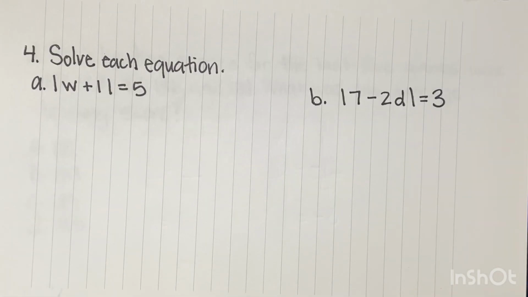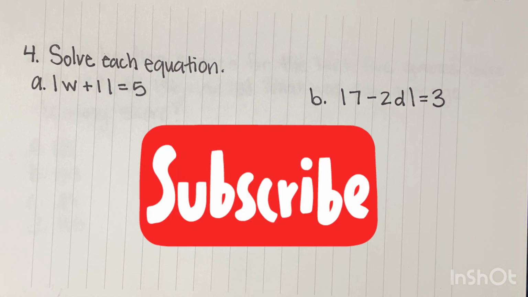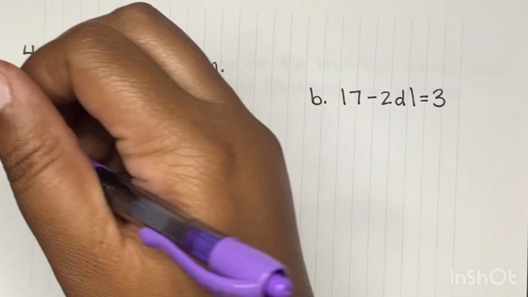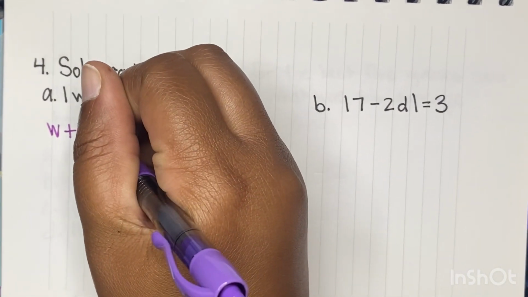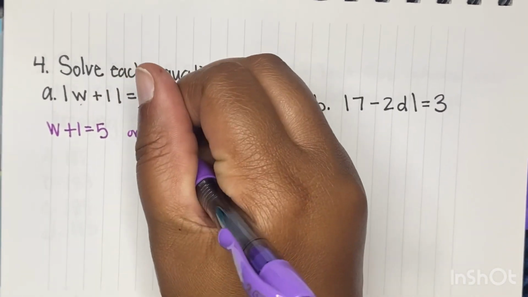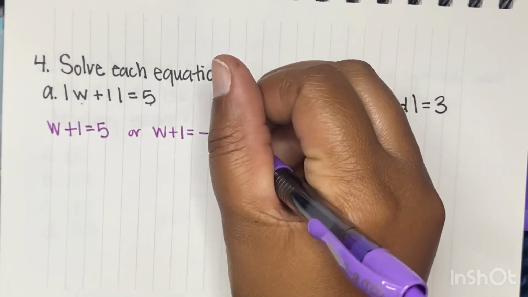So number 4, I would love for you to pause the video right here, try A and B, and then check to see if you got the solution correctly. Alrighty, so remember, you need to set up those two equations. We're going to do w plus 1 equals a positive 5, this stays the same, or w plus 1 equals a negative 5.